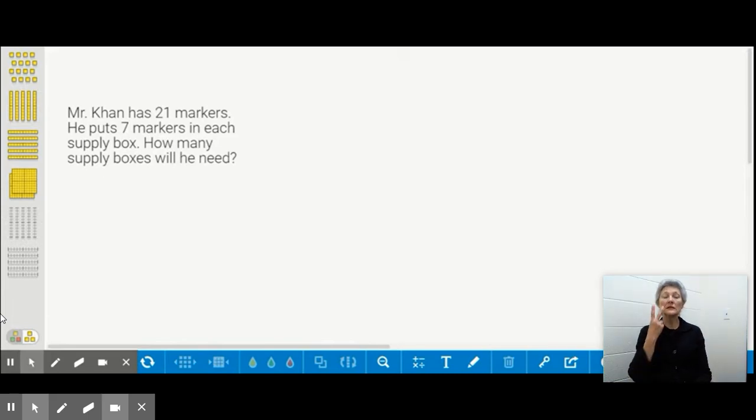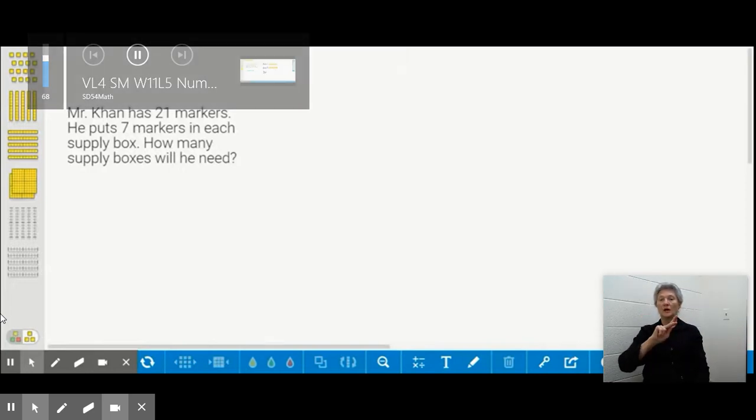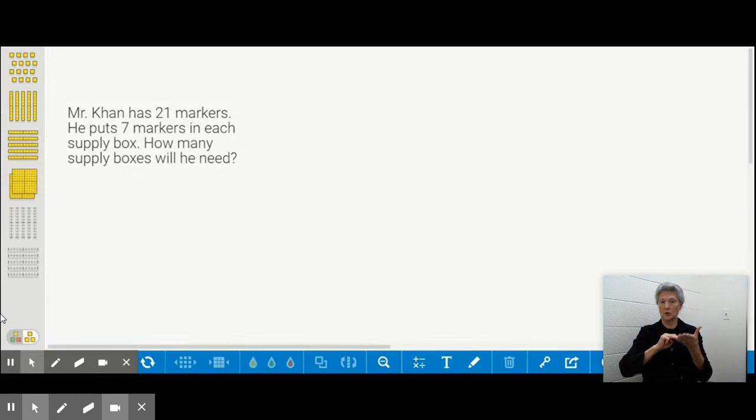Take a look at another problem. Mr. Khan has 21 markers. He put 7 markers in each supply box. How many supply boxes will he need?